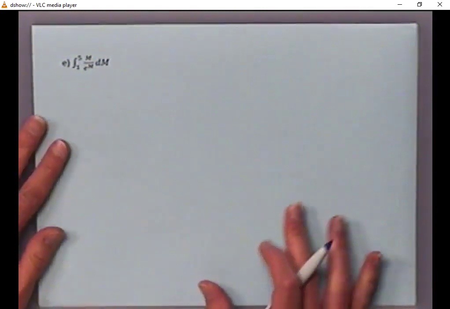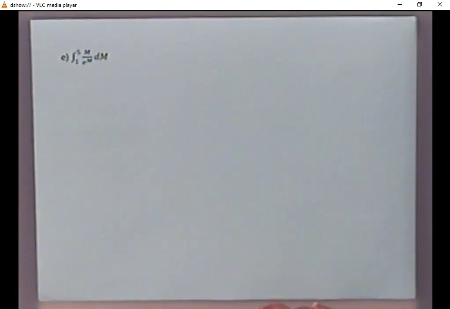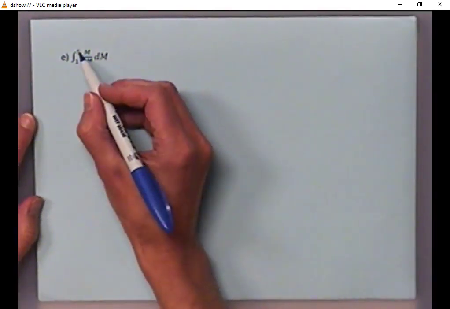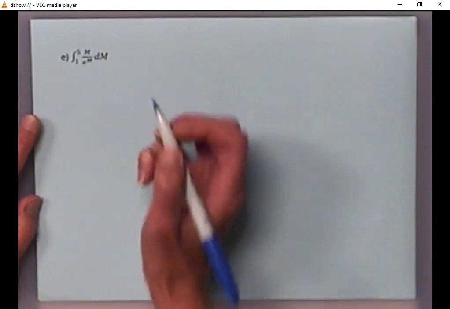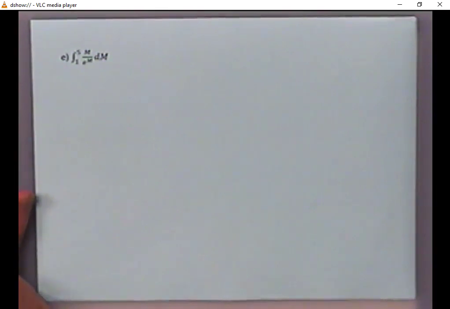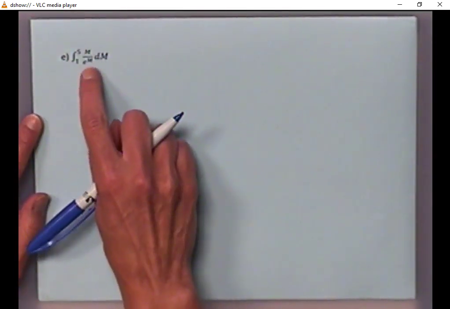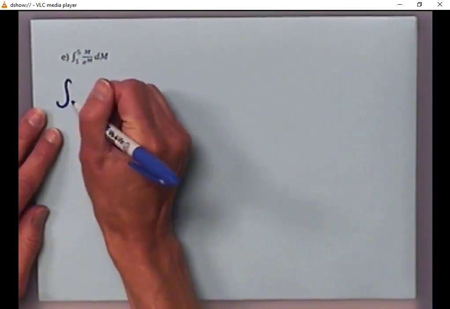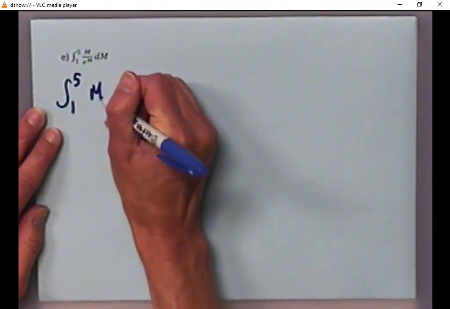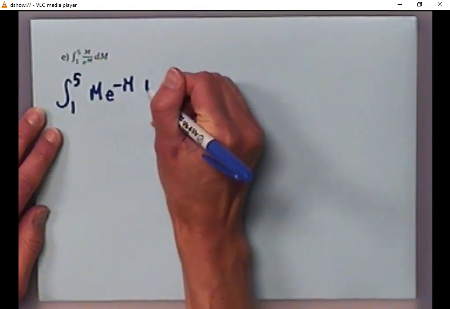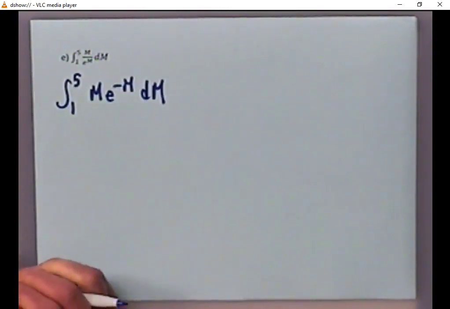But let's go ahead and look at this one, the one that we left off on. So this is a definite integral from 1 to 5 of m over e to the m dm. This is actually probably similar to one of your homework problems from last night. One thing that's hard with this is the e to the m is in the denominator. So in this one, you probably want to bring that up first and call it e to the negative m so that you can see what your parts are.